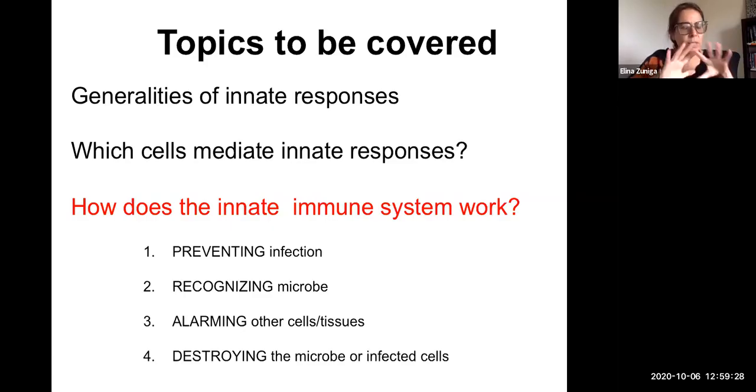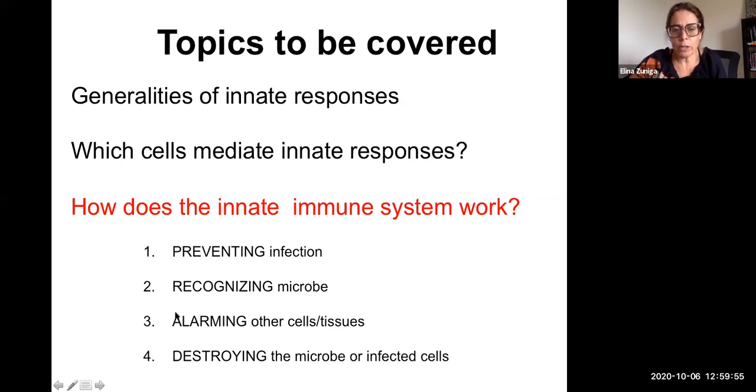Okay, so this is just an overview, because there will be many more details that we will learn about how these cells operate. But some generalities that we covered last lecture too are on how the innate immune system works via these three phases, right? Preventing, recognizing, alarming, and destroying.